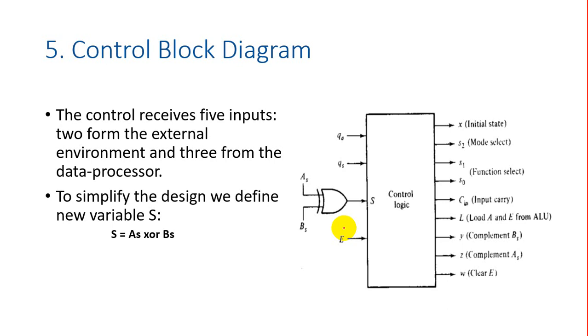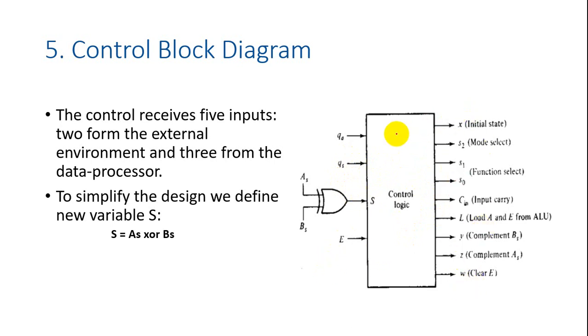Okay, what is E? It is the overflow bit. So these are the inputs of the control logic, and this is the output. X is the initial state, S2, S0, S1, carry in L, Y, Z, and W. This will be the output control signal that will control the operation of our system. So this is the logic we are going to design. QA, QS, S, and E are the input, and these are the output.